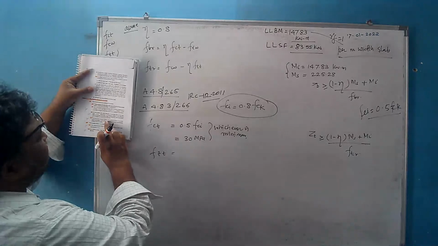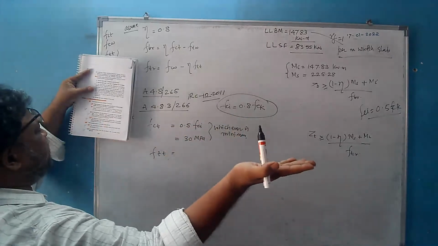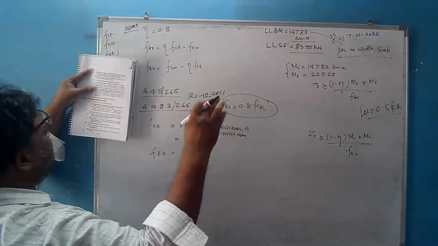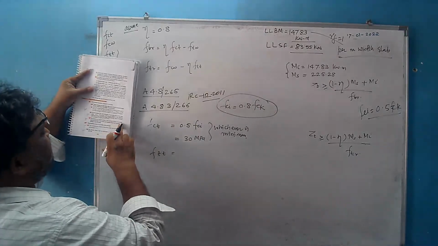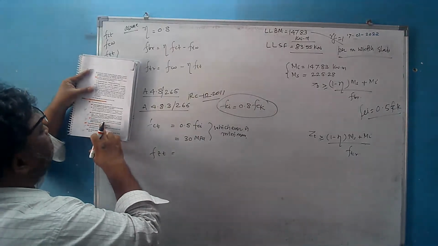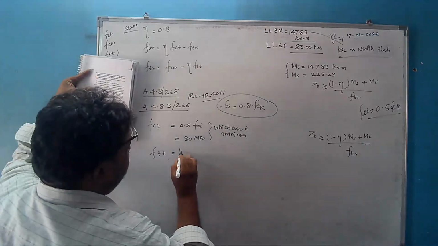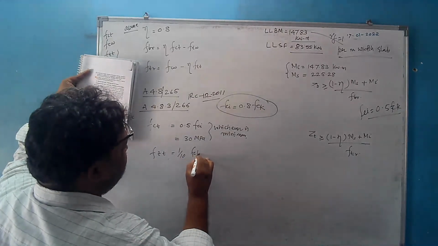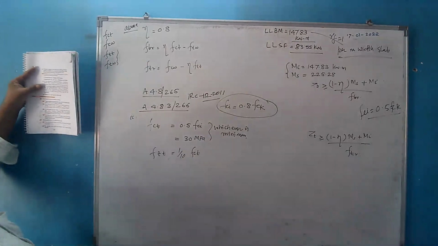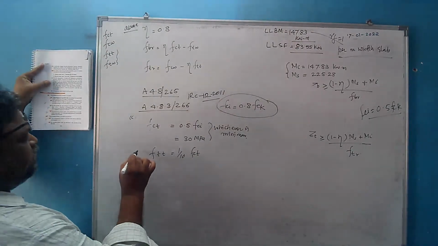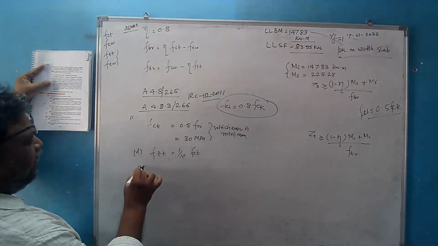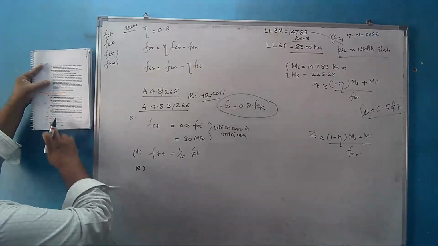The temporary tensile stresses. Temporary means at the transfer stage, because those are not permanent. Temporary tensile stresses in the extreme fiber of concrete shall not exceed 1/10 of the permissible temporary compressive stresses in concrete. So it is 1/10 of FCT. Permissible values of tensile stresses.